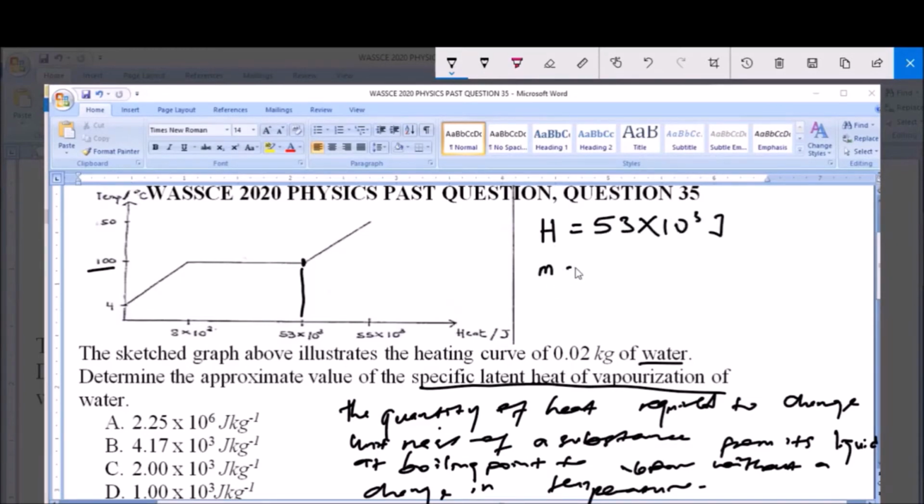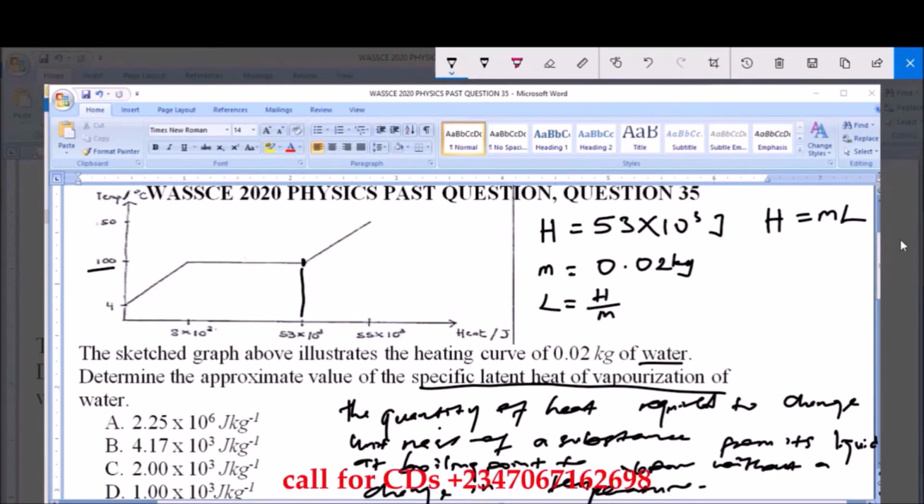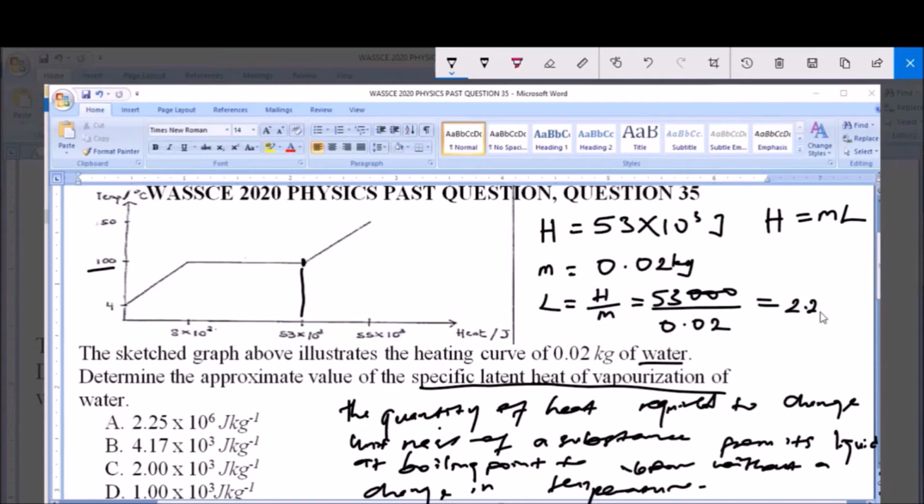Now the mass given to us is 0.02 kilogram, and our specific latent heat of vaporization is given as L. Now L is given as H all over M. This is derived from the formula heat is equal to mass times specific latent heat of vaporization. So we now have that specific latent heat of vaporization L is equal to the heat all over the mass given, and this is equal to 53 times 10 raised to the power of 3, which is 53,000 all over 0.02, and this is equal to 2.25 times 10 raised to the power of 6 joule per kilogram, and this is option A.